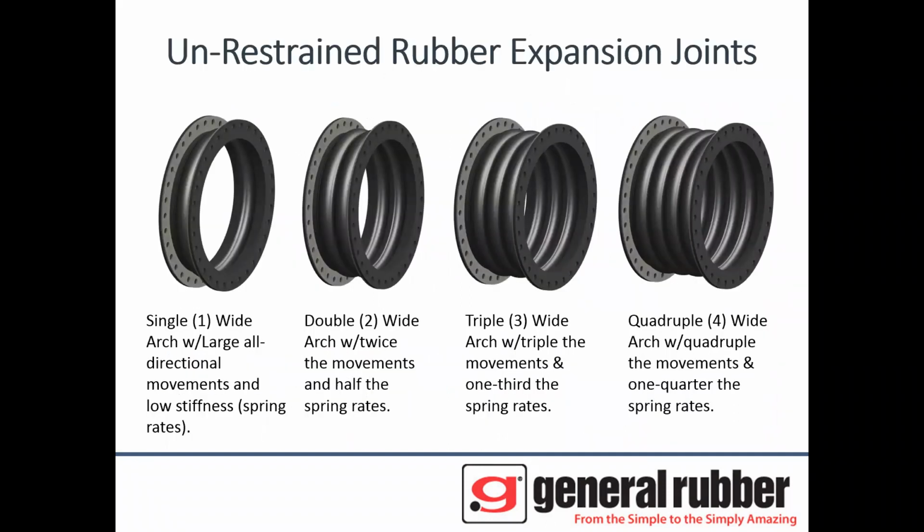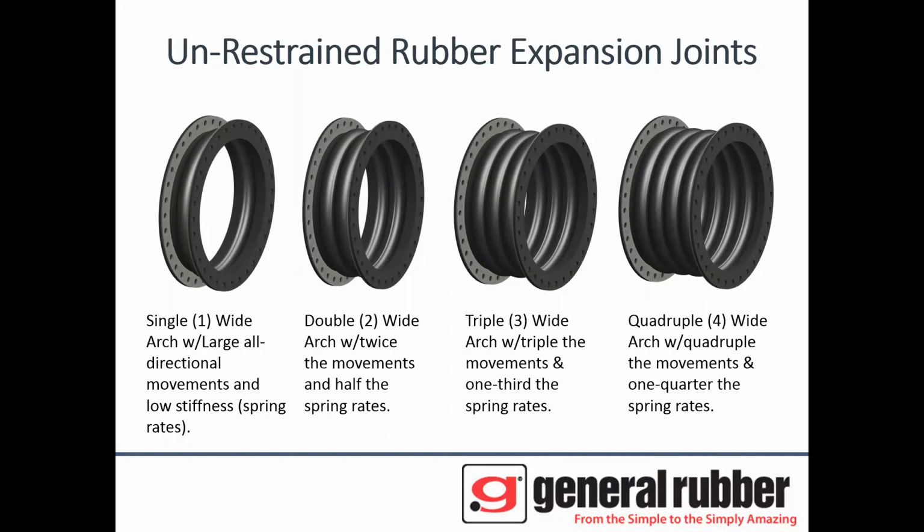So we'd like to look at unrestrained rubber expansion joints at first, and they can take several arrangements. The first and simplest is a single wide arch with large all-directional movements and low stiffness. We're going to use stiffness and spring rate as kind of interchangeable terms. But the dynamic here is that when you use a double arch joint, you have twice the movement capability and half the spring rate of a single arch. A 3 arch has 3 times the movement and 1/3 the spring rate, and a 4 arch has 4 times the movement and 1/4 the spring rate.